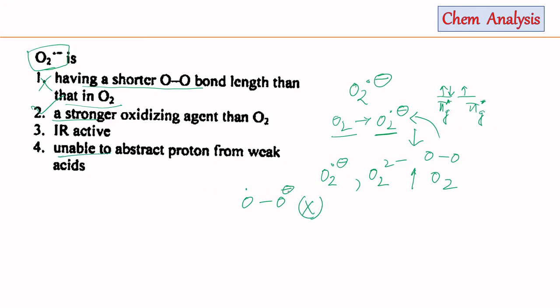And since there is an anionic charge, it can easily abstract a proton from a weak acid also. On the other hand, it is also a stronger oxidizing agent, so it can easily abstract a proton from a weak acid. So this option is also not correct. It is able to abstract a proton from a weak acid. So the correct answer is option number 2.